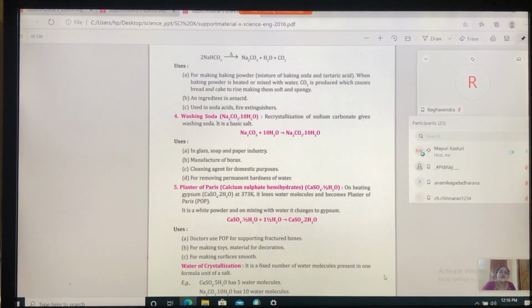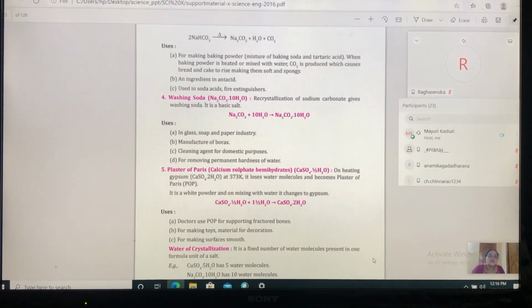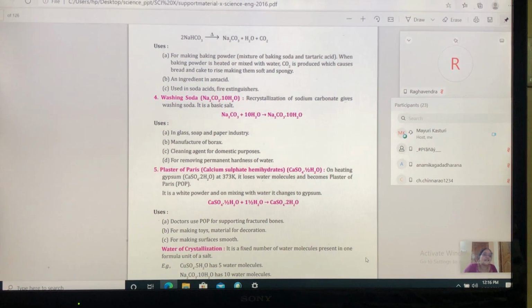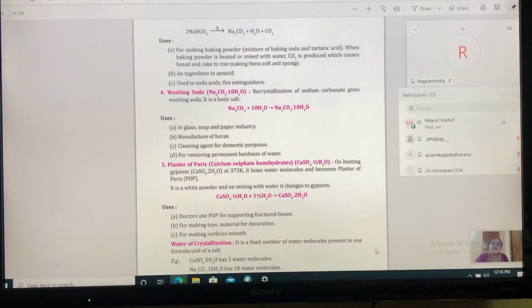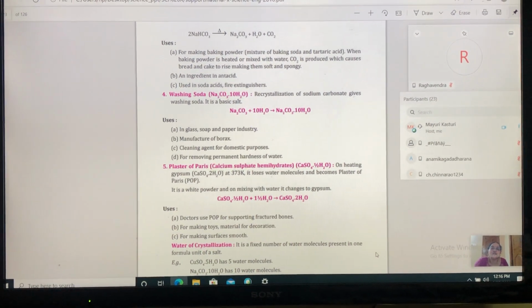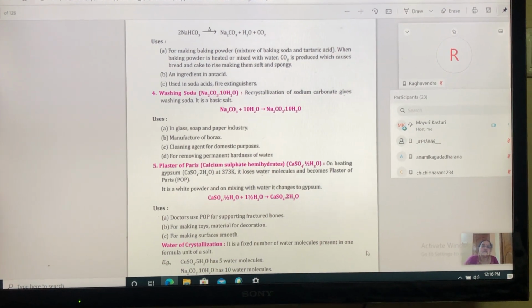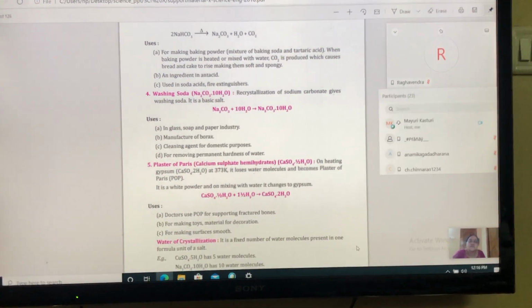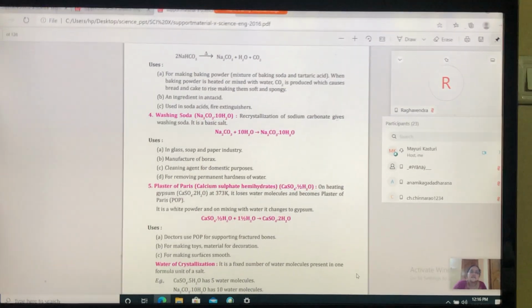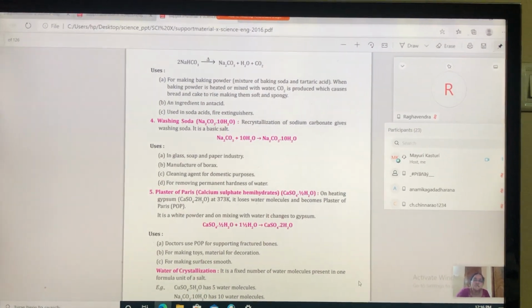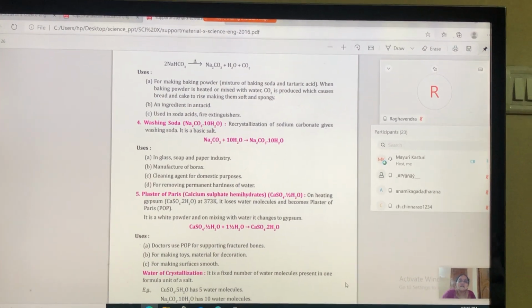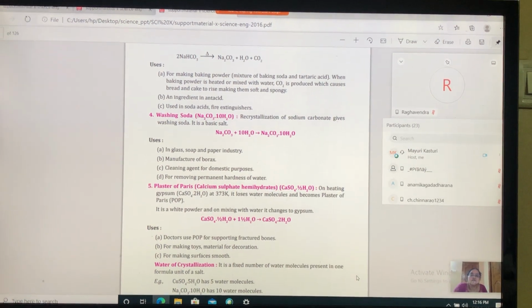Now baking soda is NaHCO3. All these you have to practice, children. Clear? Now this is washing soda, Na2CO3.10H2O, used in glass, soap and paper industries, manufacture of borax, cleaning agent for domestic purpose, and the fourth use for removing permanent hardness of water.